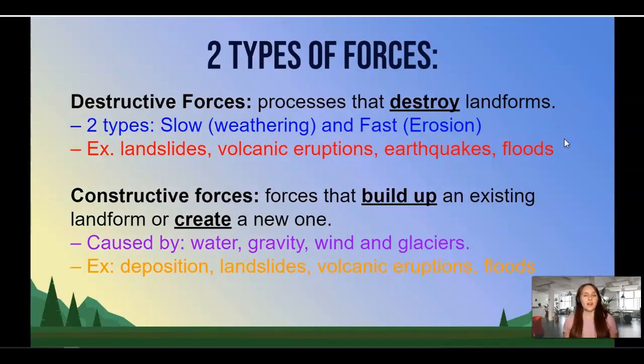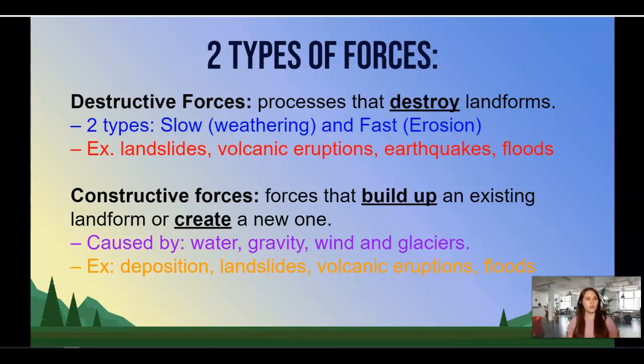In order to talk about constructive forces, we need to review the two types of forces. So we've got deconstructive forces and we've got constructive forces. Deconstructive forces are processes that destroy landforms or break them down. There's weathering. That's kind of a slower over time process. And then there's erosion. That happens a little bit faster. Some examples are landslides, volcanoes, earthquakes, floods, just to name a few.